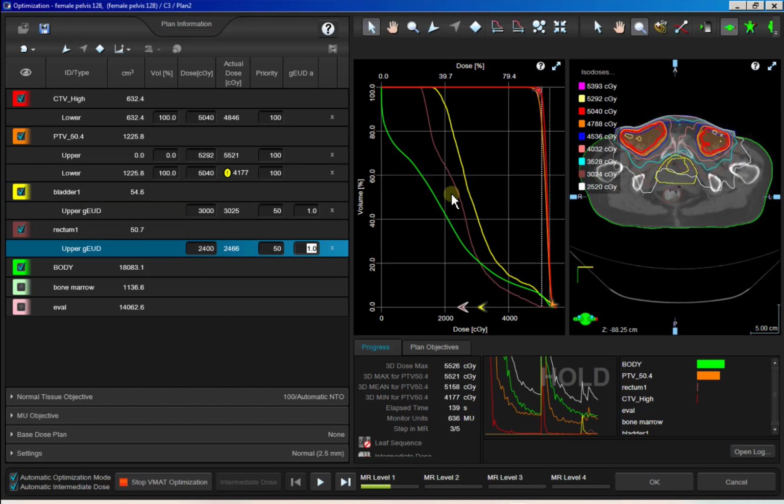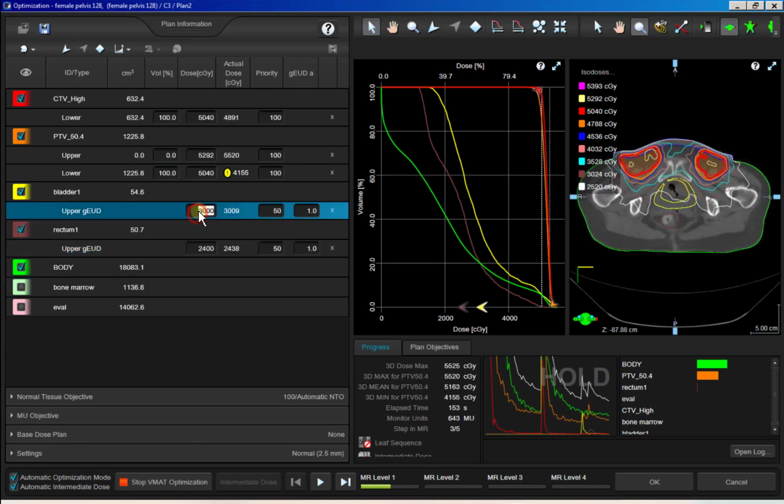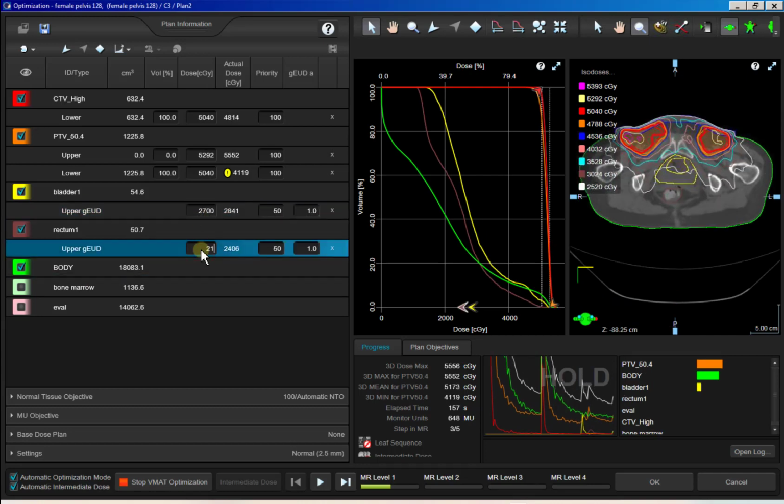But the more comfortable you start to get with these plans and the more experience you get with certain body sites, you'll be able to do this a bit faster. So that came right down. So let's keep lowering that one. Same with this one, came right down.